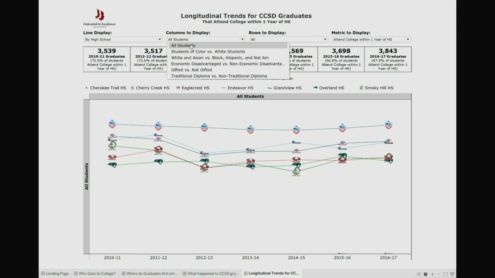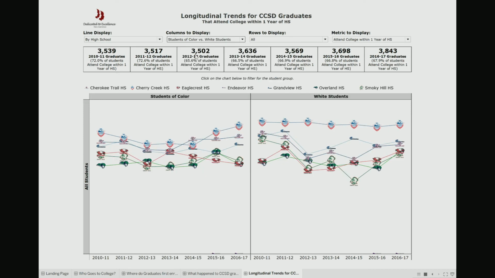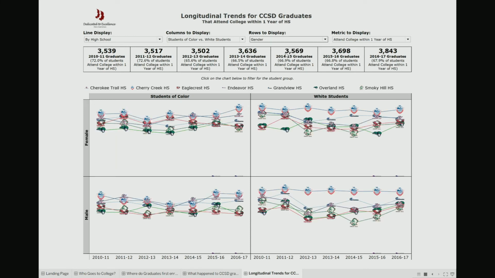You can also look at different demographic variables to see trends that emerge. So this was really interesting to look at how students of color perform or attend college within 1 year compared to white students. And then you can also throw gender on the rows.